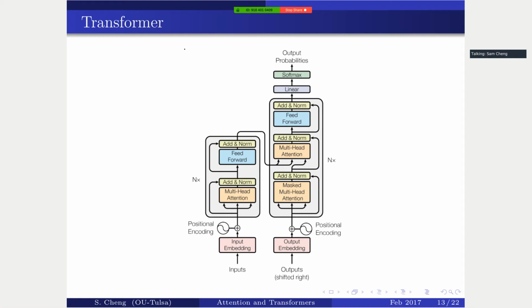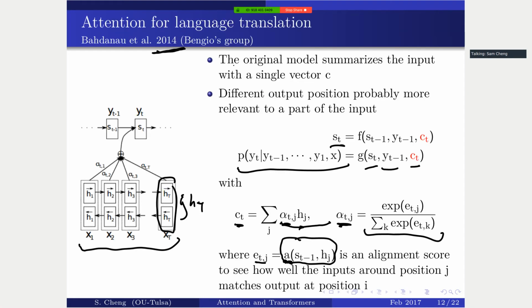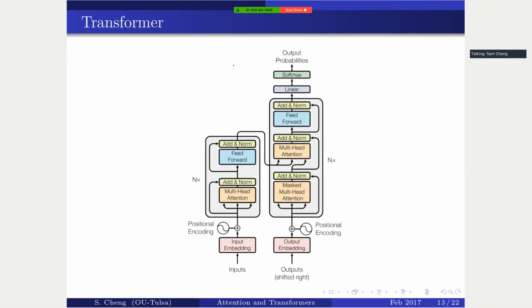This paper is very influential as well. I think it has more than 10,000 citations. I didn't check how many citations this paper has, but it definitely has a lot. This is the "Attention Is All You Need" paper, and this paper introduced the idea of the transformer.